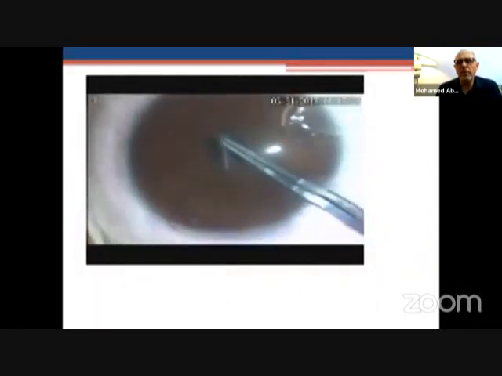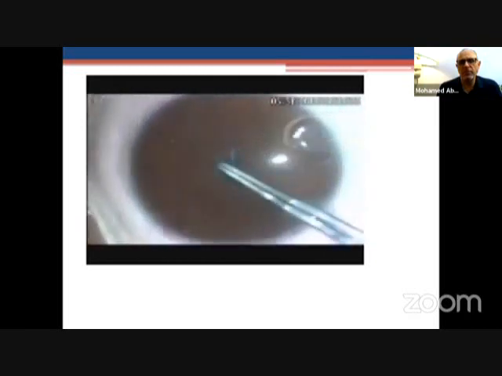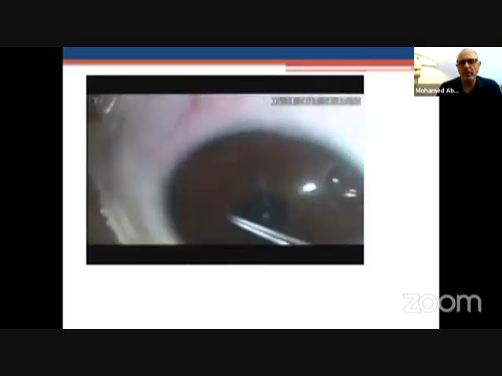Here is a pupillary membrane. Now you peel it before you put your iris hooks. You should be very patient, and you can use a bimanual technique if the iris is too floppy.